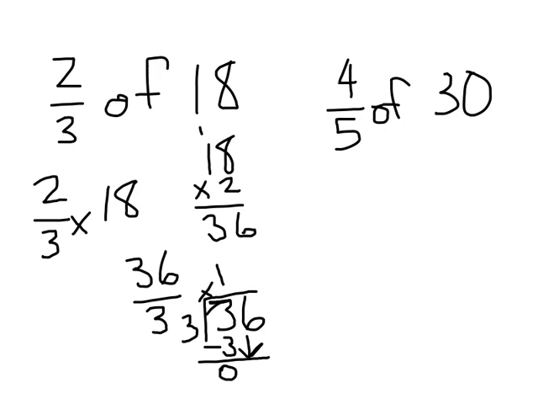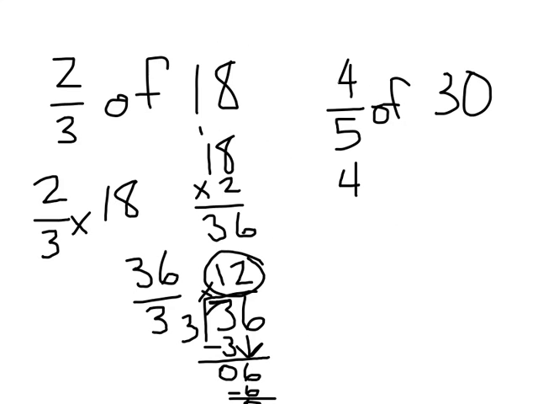Now I need to bring down my 6. How many times does 3 go into 6? 3 goes into 6 2 times. 2 times 3 is 6. So when I subtract, I have none left over. The answer is 12. 2/3 of 18 is 12. Now let's find 4/5 of 30.